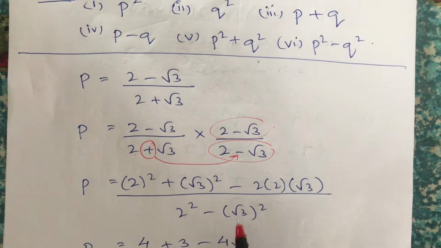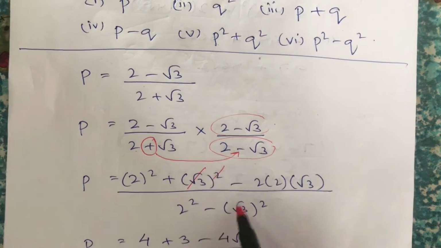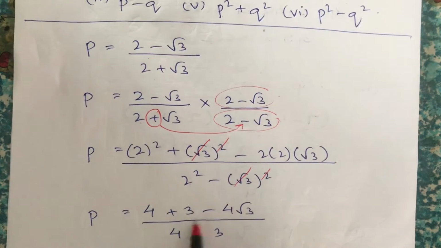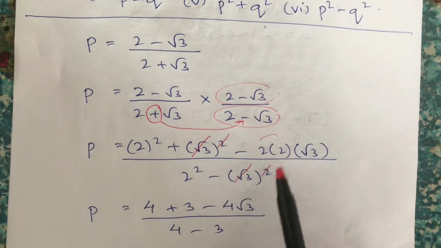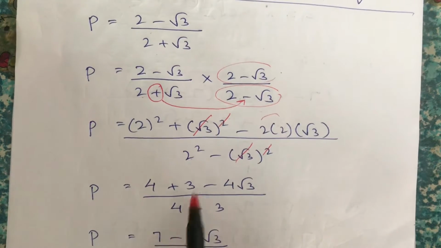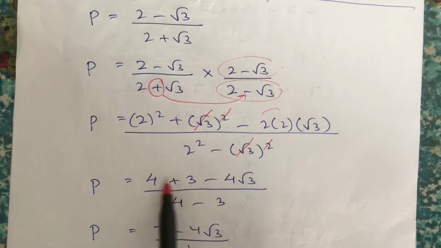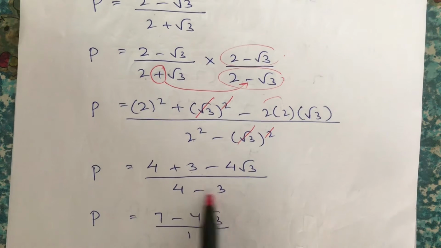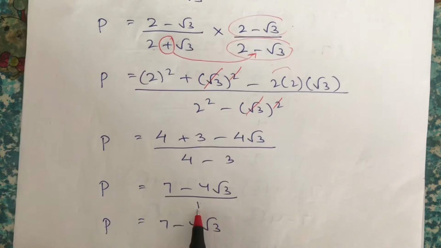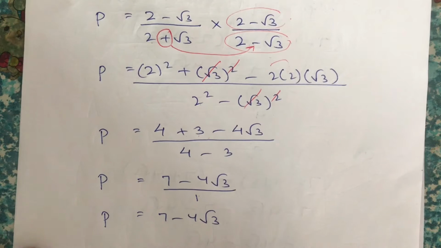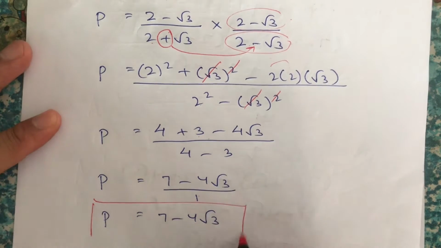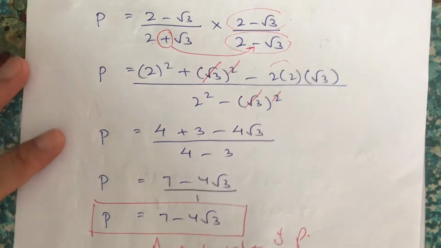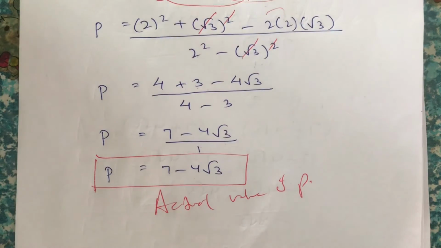So and then this root and square gets cancelled, so I get a 4 plus 3 minus 2. These two are a partner, 2 2s are 4, and I get a root 3 over 4 minus 3. And then these two are a partner, 7 minus 4 root 3, and down I get a 1. So ultimately we don't have to write 1. P is equal to 7 minus 4 root 3. So that's the actual value of P. So this is what I will have to use in my sums.